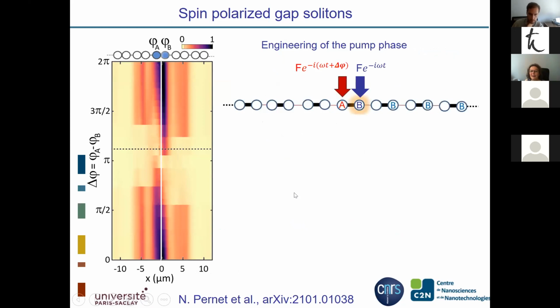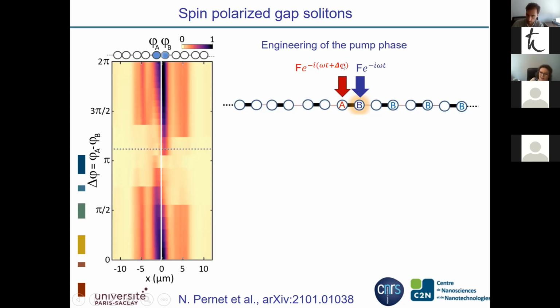So now what I would like to address is the question: can we do something more than what can be done in a conservative system? And the answer is yes. We can engineer the pump, and in particular, we can play with the phase of the pump. Here, we will pump the system with two neighboring pillars with two different beams, and we will introduce a phase difference between the two. So the knob that we will introduce is delta phi.